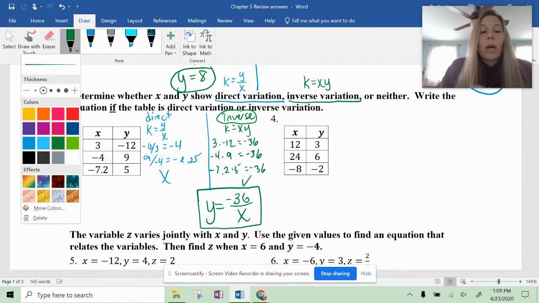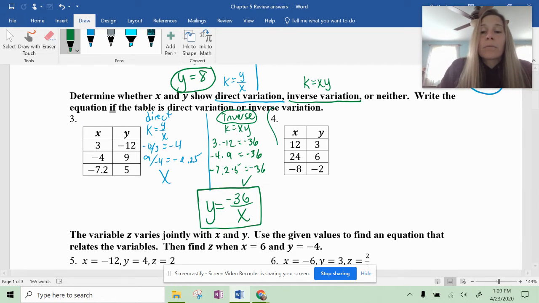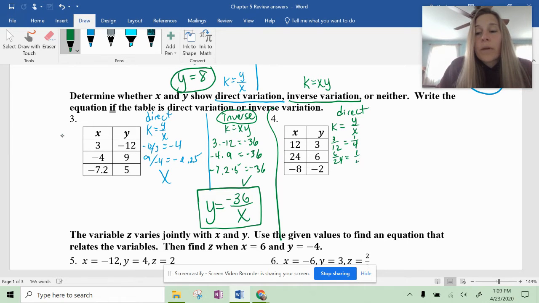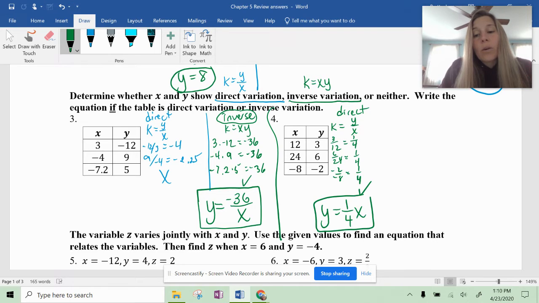Now when we go to number 4, I'm going to try it again. If I'm going to try for direct, that would be finding my constant by doing y divided by x. So 3 over 12 simplifies to 1/4. 6 over 24 also simplifies to 1/4. Negative 2 over negative 8 also simplifies to 1/4. So we know it's direct, and the k value is 1/4. So when we write the equation as direct variation, it's just k times x. So it's going to be 1/4 times x, and that's how we would write that equation.